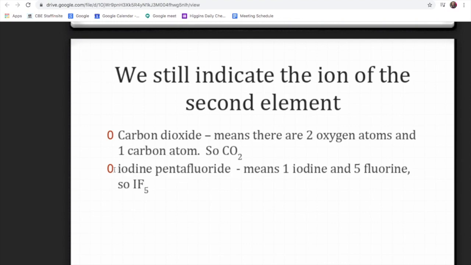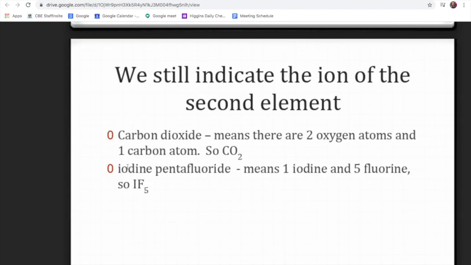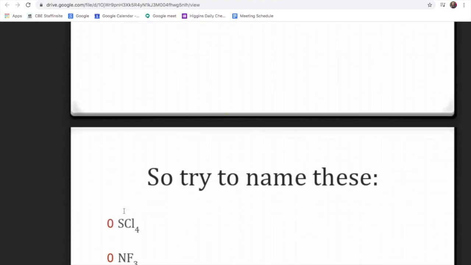Let's look at this one. Iodine pentafluoride. So same deal. Iodine is just like that carbon. It's just one of them. Penta, we can go back to our referencing chart. Penta is 5. So iodine, there's one iodine, 5 of fluoride, so 5 fluorine atoms. And so it looks like that.